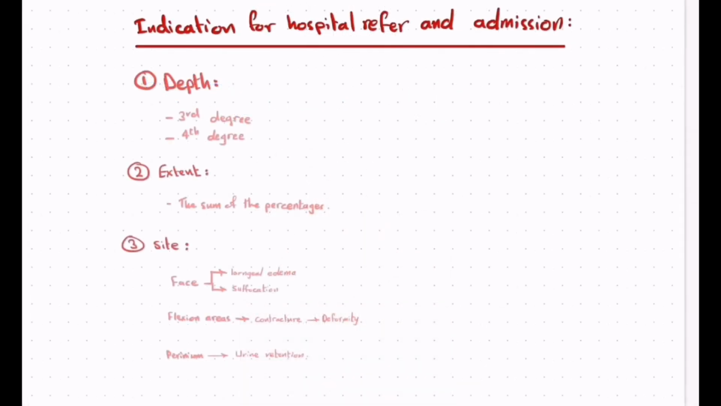So there are three aspects that we have to take into consideration, which could indicate hospital referral and admission for the patient. First of all, the depth. So the third and the fourth degrees are considered dangerous and need intervention immediately to avoid further damage. Secondly, the extent, which is basically the sum of the percentages. Lastly, the site. So if the face is involved, the problem is that the patient might develop laryngeal edema and suffocation. If it involves areas like joints, it could result in contracture and then deformity in that joint. And if the perineum is involved, the patient might develop reflex urine retention.